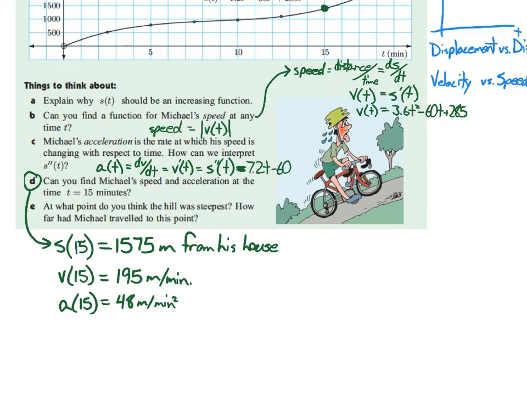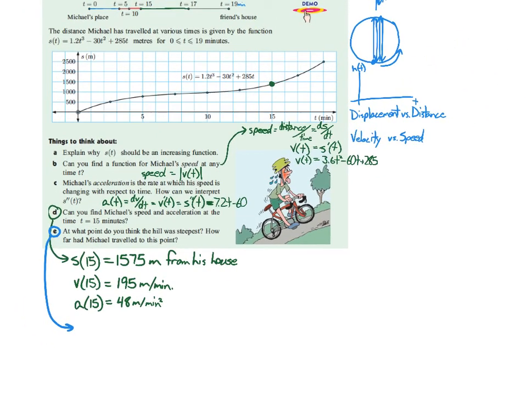This last question is really a good question. At what point do you think the hill was the steepest? Wherever he was the slowest. We just graphed it really quick, we could find it exactly. How would we find where it's the slowest? Find the min of the derivative.